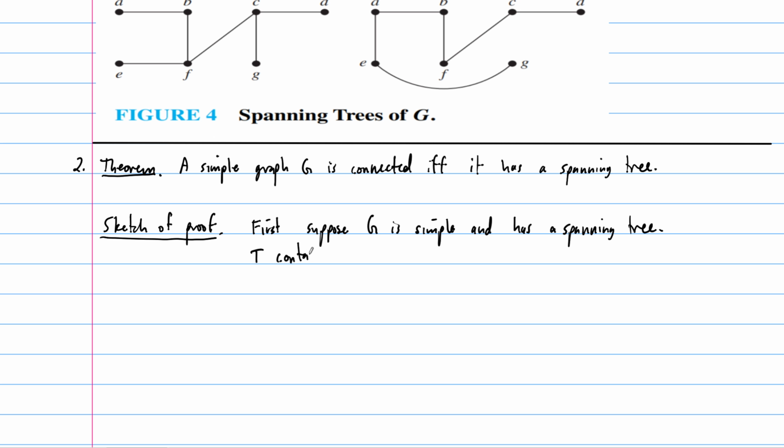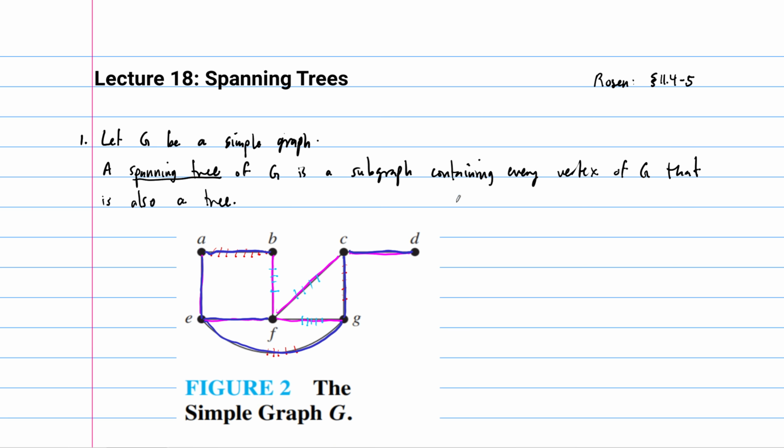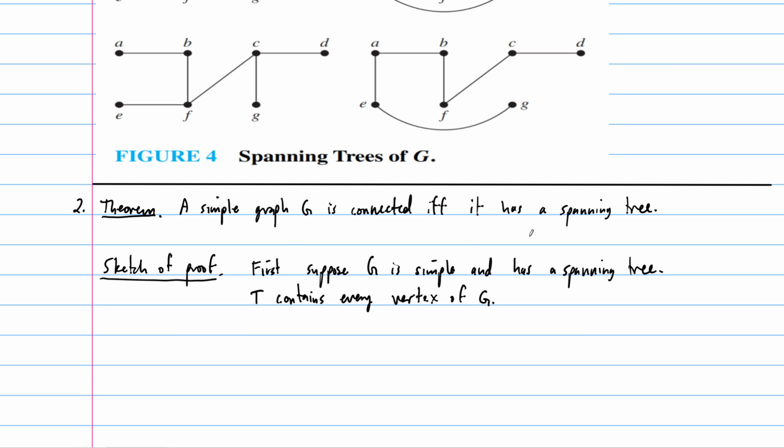Well, T contains every vertex of G. T is the spanning tree here, right? T contains every vertex of G. That's part of the definition up here, right? A spanning tree of G is a subgraph, we'll call it T, containing every vertex of G. That's also a tree, right? So it contains every vertex of G because it's a spanning tree. And because it's a tree, the definition of a tree says there is a simple path between every pair of vertices. All right, so since T is a tree, there is a simple path between every pair of vertices.